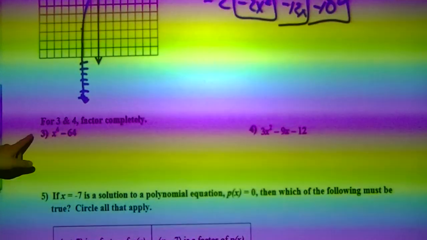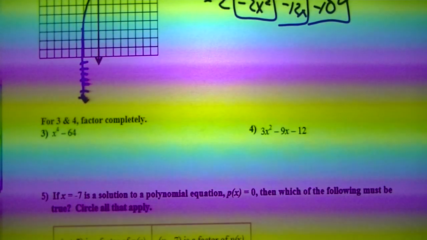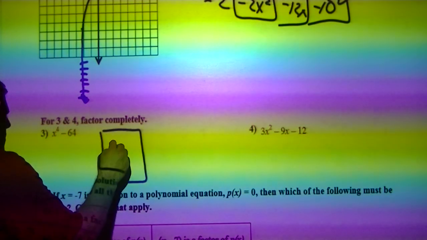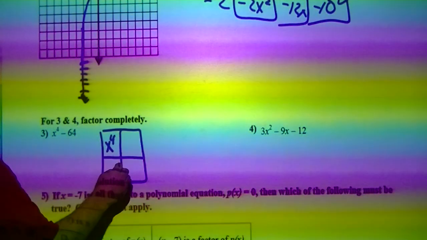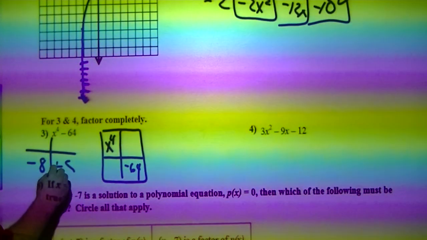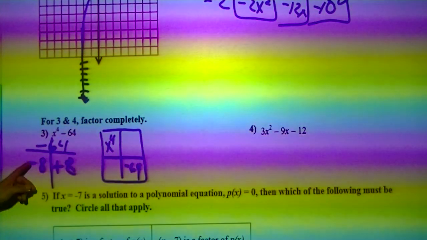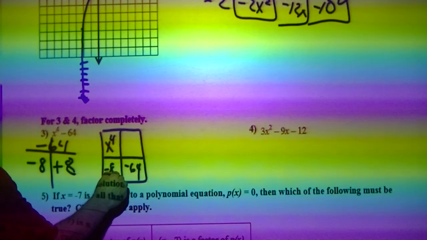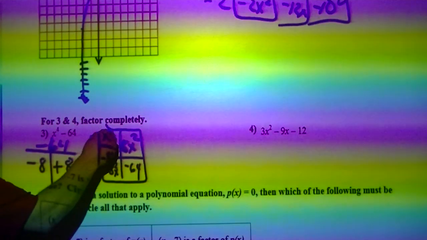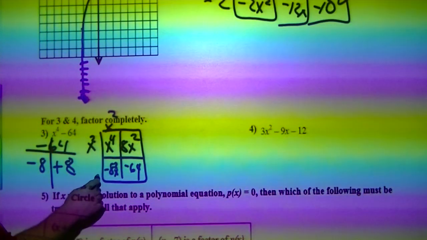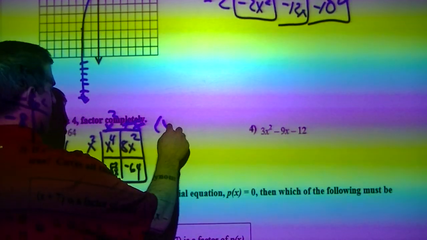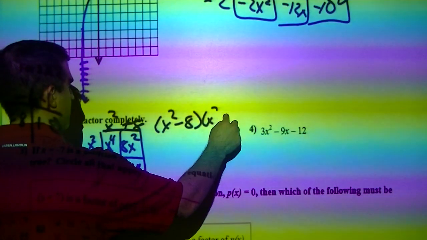For 3 and 4, factor completely. What you're going to have here is a box. x to the 4th, -64. The two numbers that would add up to -64 and that would also add up to 0 would be -8x squared and +8x squared. So what I'm going to have here is x squared and x squared. In order to get that, I would need -8. In order to get that, I would be +8. So I'm going to have x squared minus 8, x squared plus 8.